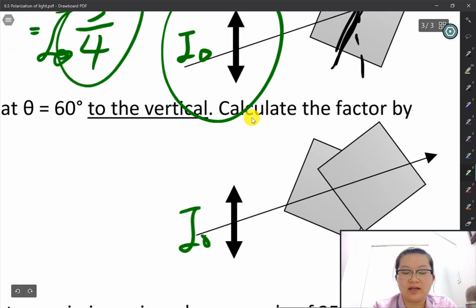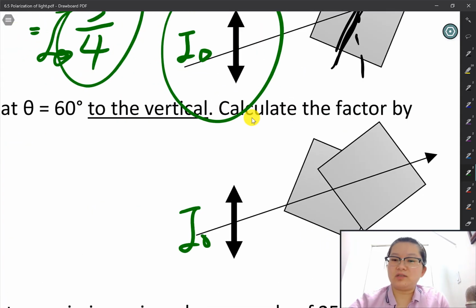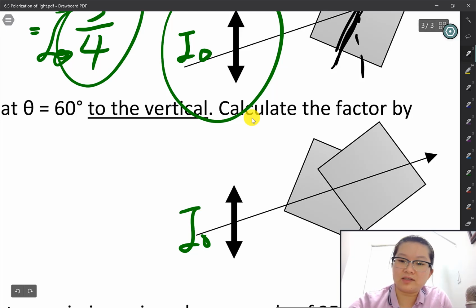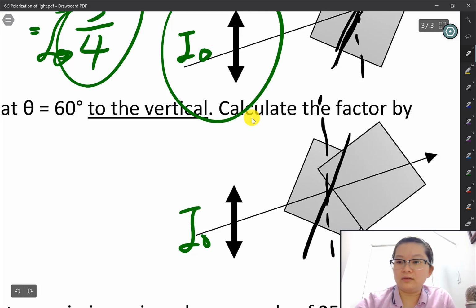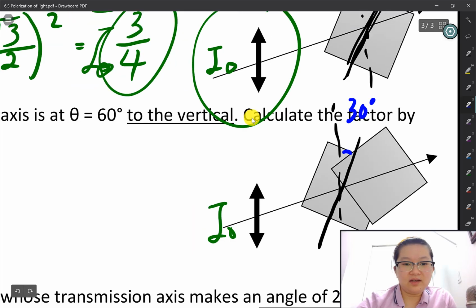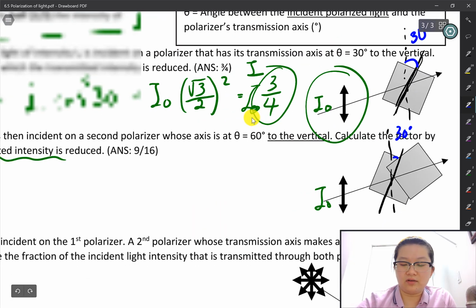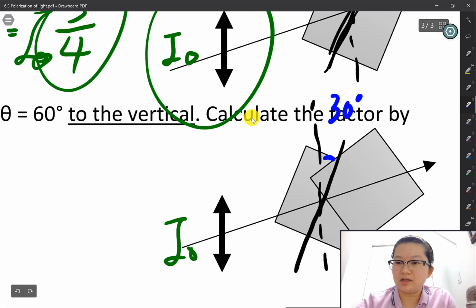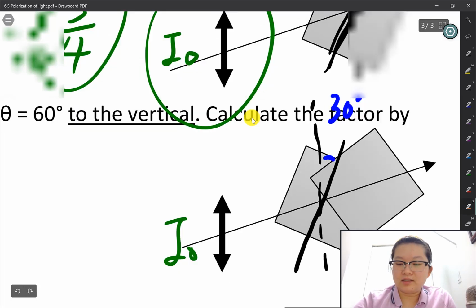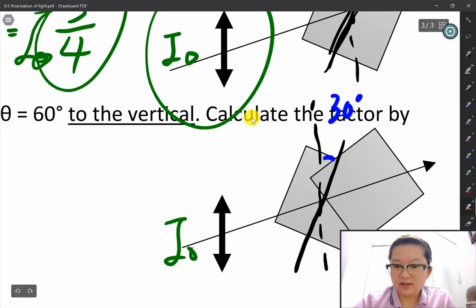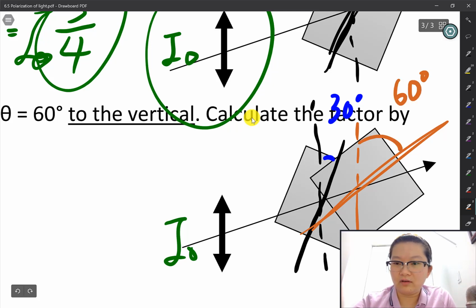Okay, so then let's draw everything out again. The first polarizer was 30 degrees to the vertical. Now the second one is 60 degrees to the vertical. The second polarizer is 60 degrees. So I'll use orange, I guess. Okay, so this guy is a large tilt there. Relative to this one, it is 60 degrees relative to the vertical.